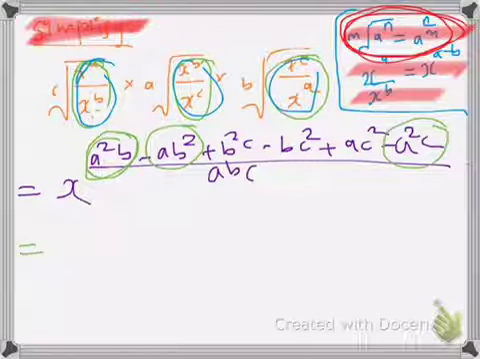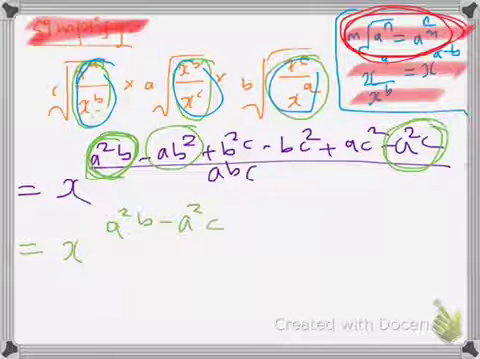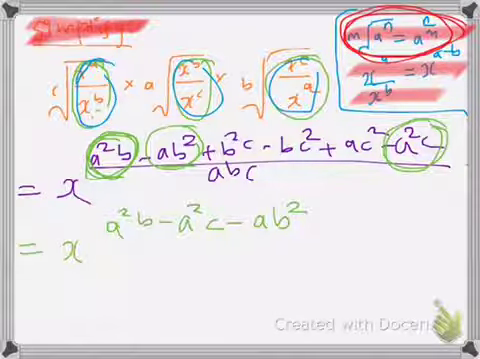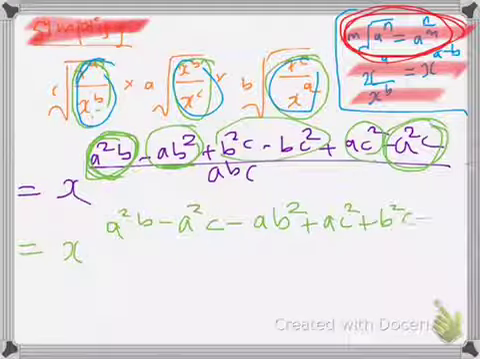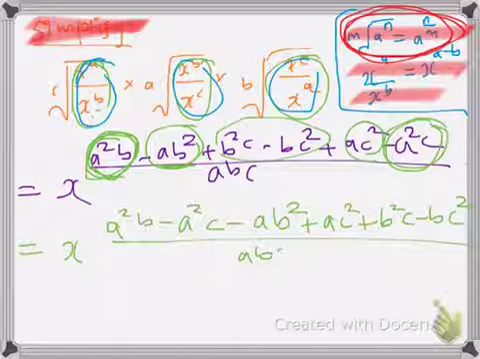Here let us find another term having a squared, it's over here, so let us bring these two terms together, we get a squared b minus a squared c. Now also let us write a b squared first, and then let us write a c squared, which is right over here, and finally let us write these two terms b squared c minus b c squared together, divided by abc.